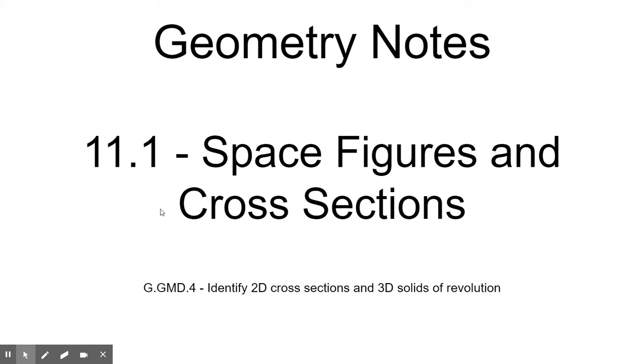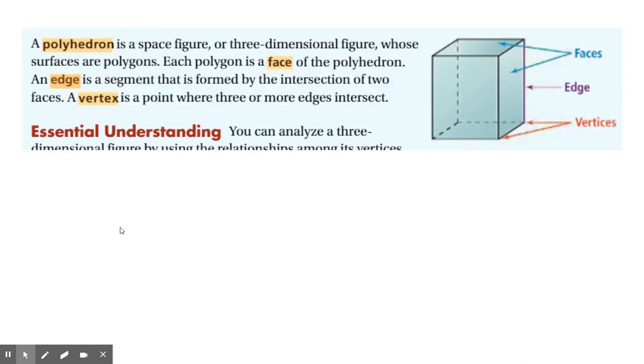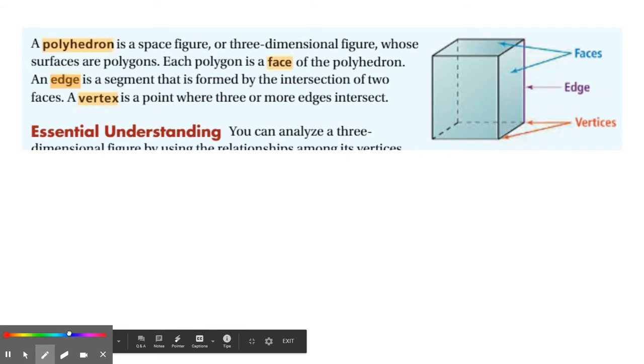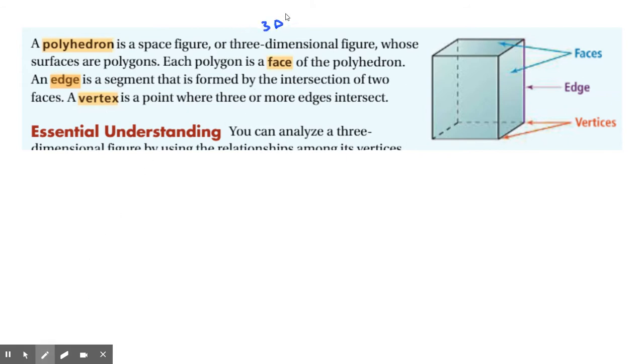All right, so this is what we call a polyhedron. It is a three-dimensional figure, right? 3D. All of its surfaces are polygons. Each polygon is called a face, right? So there's faces. An edge is the segment joining two faces. And then the vertices are all the points in the corners where the edges meet. All right, so that's just breaking down what makes these polyhedrons.